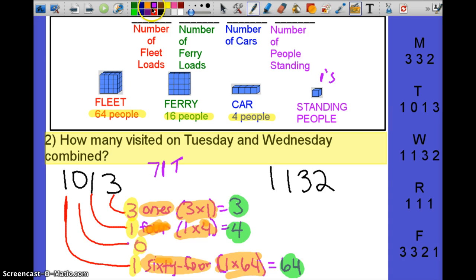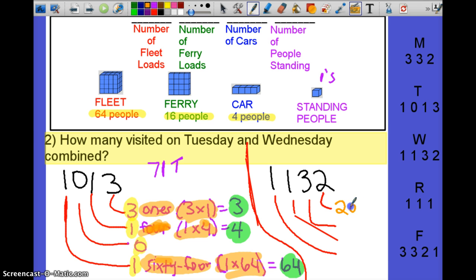And then you would have to do the same thing for the Wednesday, looking at the digit and how its value changes based on the place value. So this digit says that there's 2 1s because it's sitting in the 1's place. The digit 3 indicates there's 3 4s because it's in the 4's place. The digit 1 here indicates there's 1 16 because it's in the 16's place. And this one indicates there's 1 64 because it's in the 64's place.